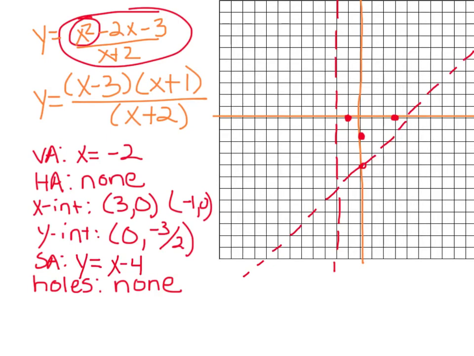Now be careful, because if you just graph it on a 10 by 10 window, you're only going to see this top branch of the hyperbola. But you do have a bottom branch too. You'll have to change your window a little bit and look, or just look at the table.